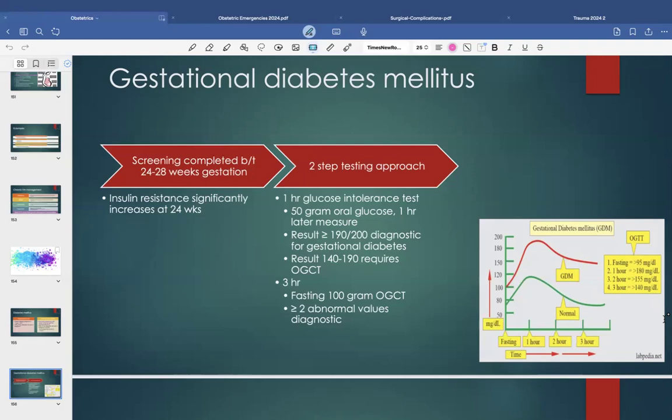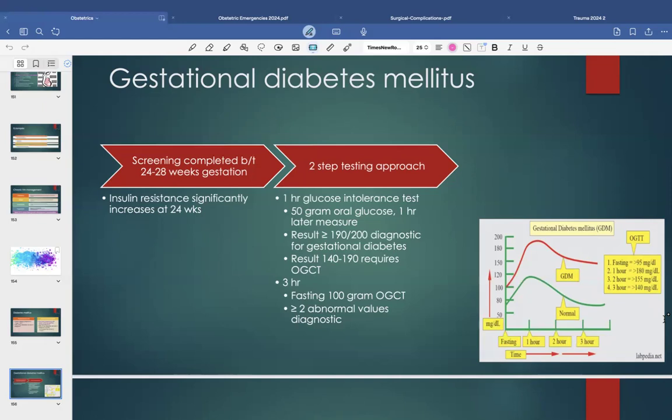1 hour glucose intolerance test where they do 50 grams of that syrupy liquid. An hour later, they test the blood sugar. Anything over 190 is diagnostic. Anything between 140 and below 190 needs a second test, and that's the 3-hour glucose test we talked about.